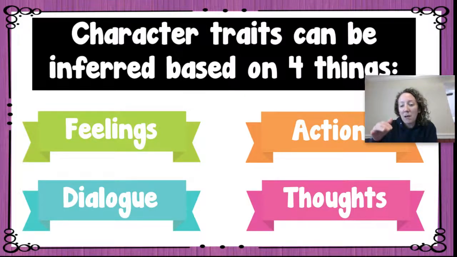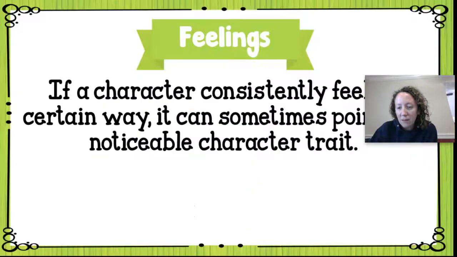All right. So the author won't tell us the character trait of a character. We have to read between the lines. We need to look at the different feelings that the character is feeling, and the actions of the character, the dialogue, what the character is saying to itself sometimes, like internal dialogue, or even to others. Okay. And then thoughts, like what are they thinking?